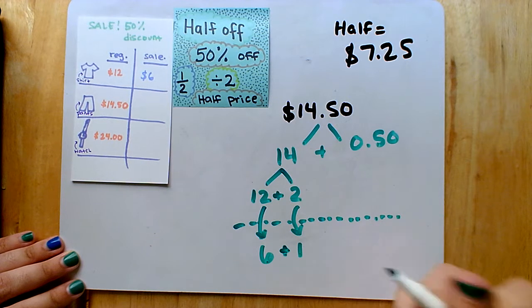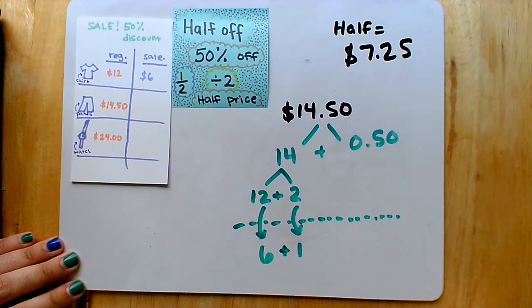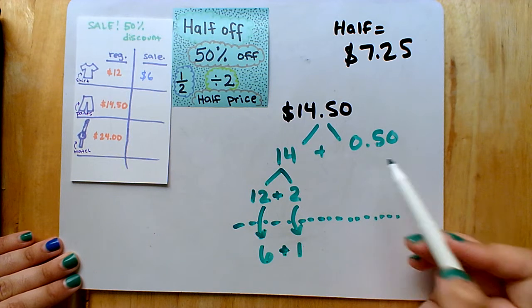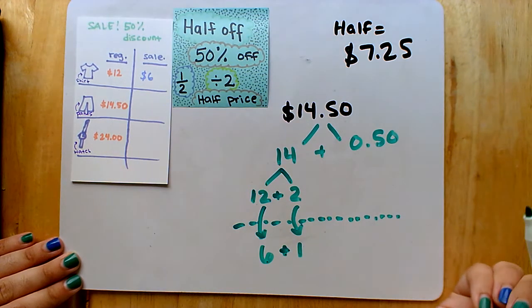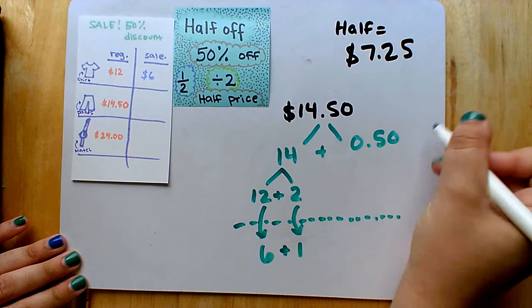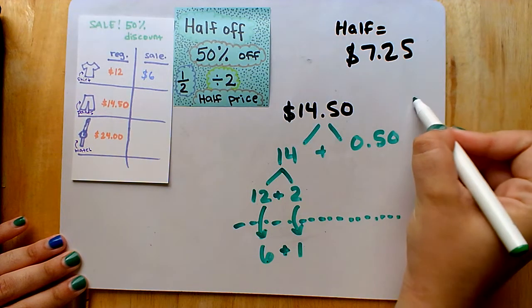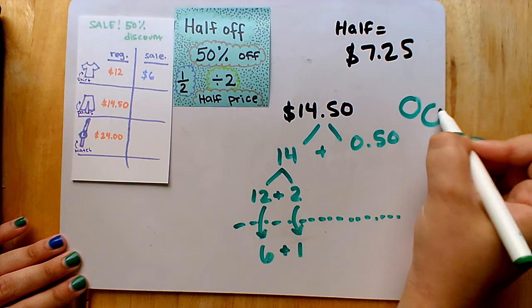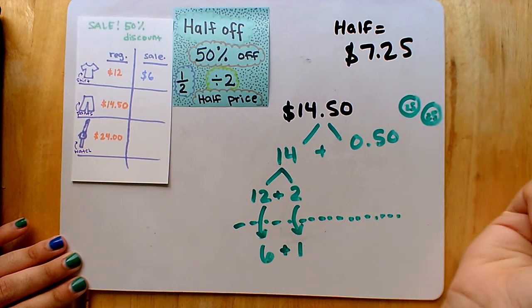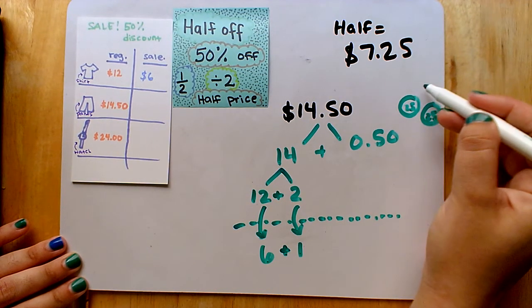Now, these 50 cents, it's up to you how you do them. If thinking about money is easy for you, you could say that you know 50 cents is made out of 2 quarters, right? Each one is 25 cents. So, if you split these in half, each side would be 25 cents.